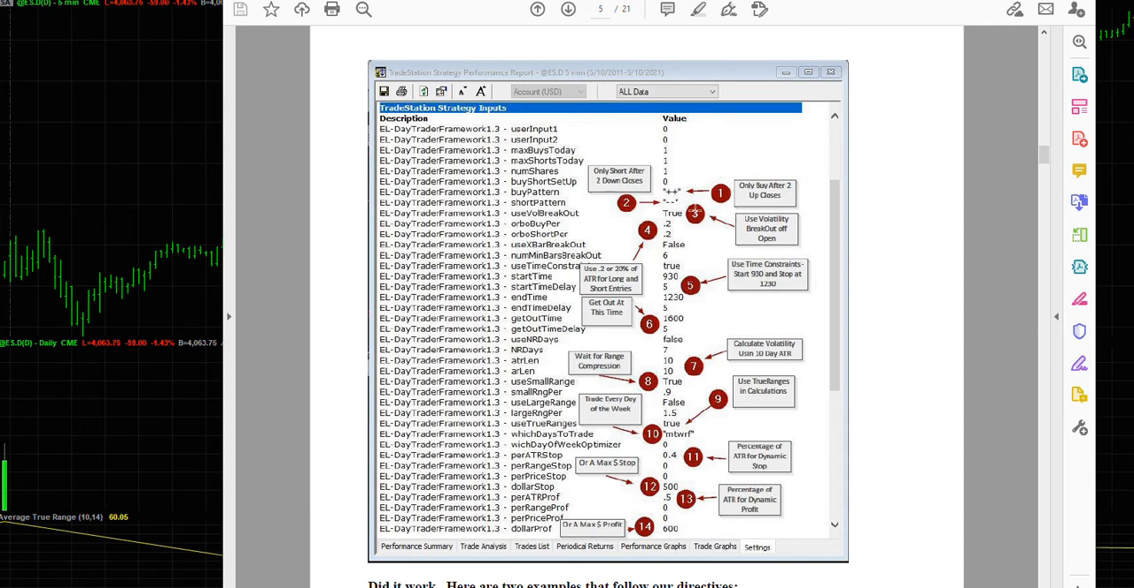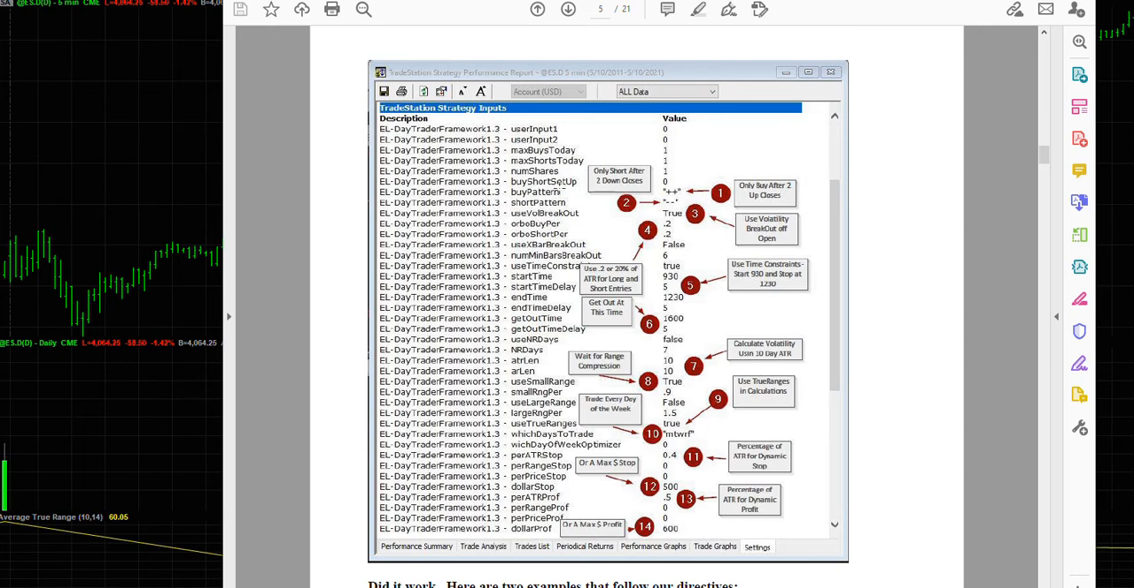User input 1 and 2 are for if you want to override things. Say you want to do your own calculation and you need the length of that calculation to be put in. You can use that in user input 1 and 2. Right now they're 0 because I'm not using them. I only want max buys today. I only buy 1 time today. That's all I want to do. I only want to short once a day. So basically, 2 entries are only allowed during the day.